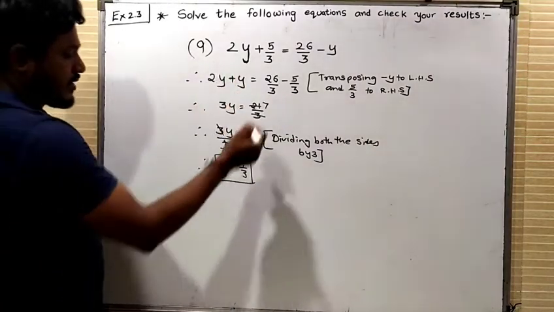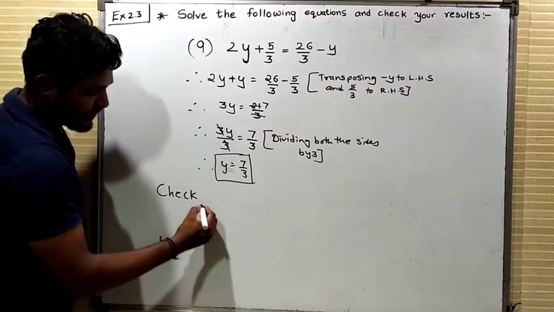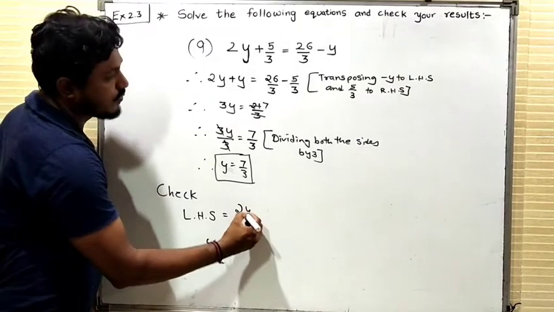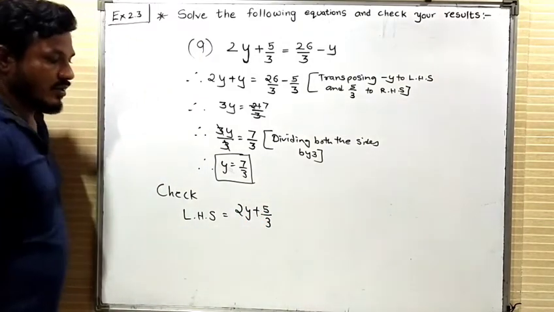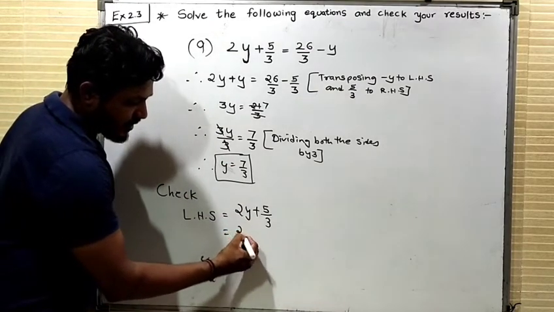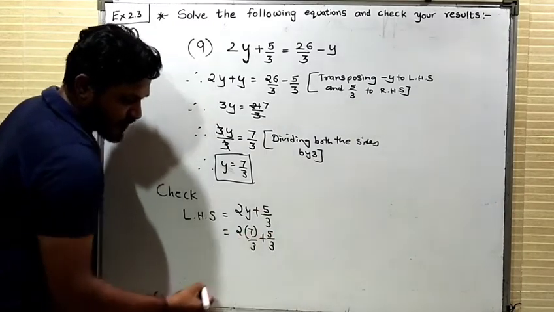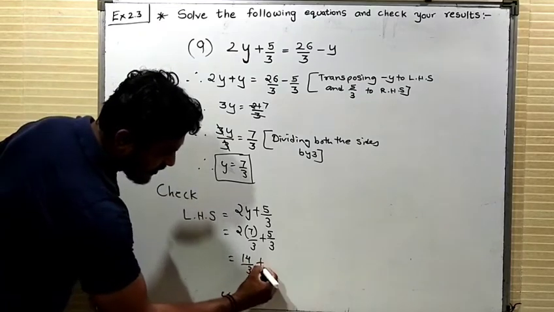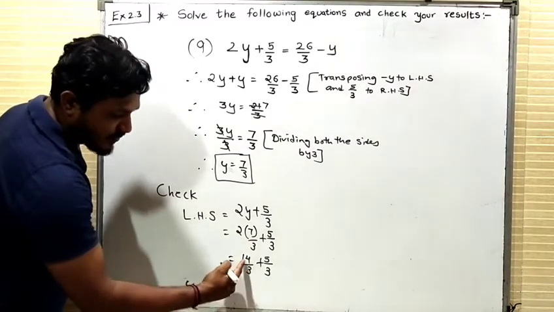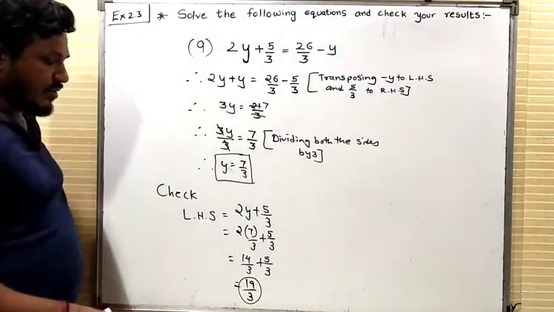Now let us check whether both the sides are equal or not. First let us check left hand side, 2y plus 5 by 3. Now here, dear student, I got my value of y, 7 by 3. So in place of y, you write down 7 by 3. Now 2 sevens are 14 by 3. Now here also no need to find the LCM. Denominators are common. Directly you can add, that is 14 plus 5 gives 19 by 3. Now toward my left, I got 19 by 3.